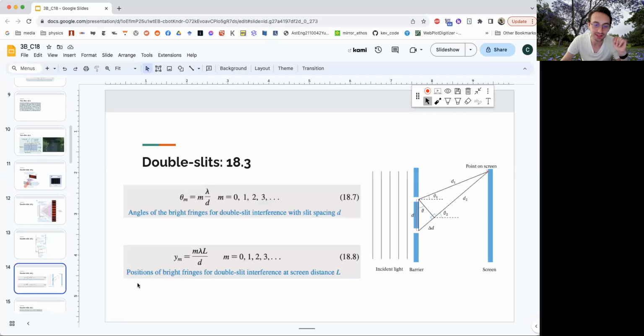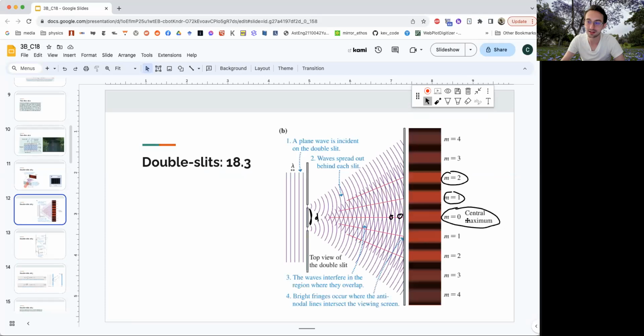But you can see we list this formula here now for you in a nice typeset way, that these theta m, so the values of theta above the horizontal, where we get bright spots, so constructive interference, are just m lambda over d. And m can be 0 here because that would just be an angle of 0, which would give us this central maximum, right?